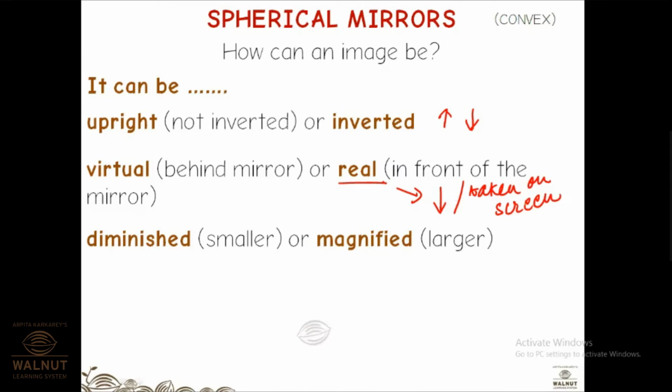So these are the two things which you can remember for real images. And virtual image, the usual image which you see in the mirror, that is virtual. Okay, it is always erect. Okay, more characteristics are diminished means smaller in size, magnified means larger in size.